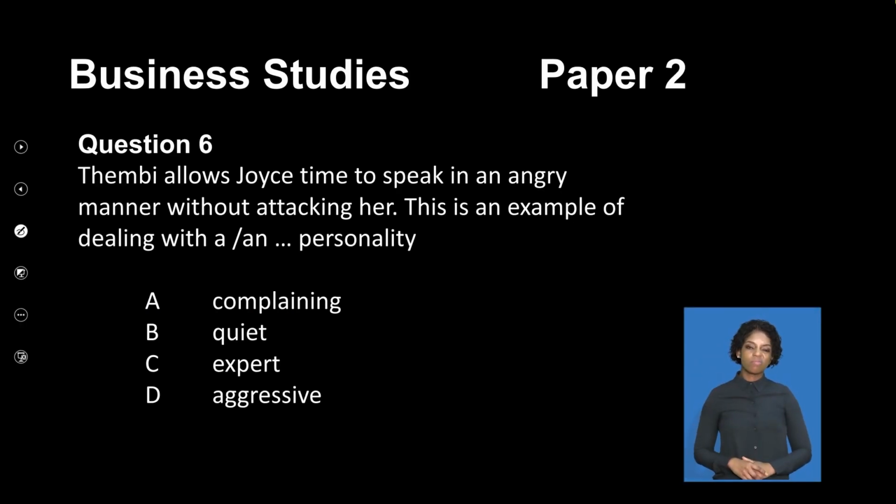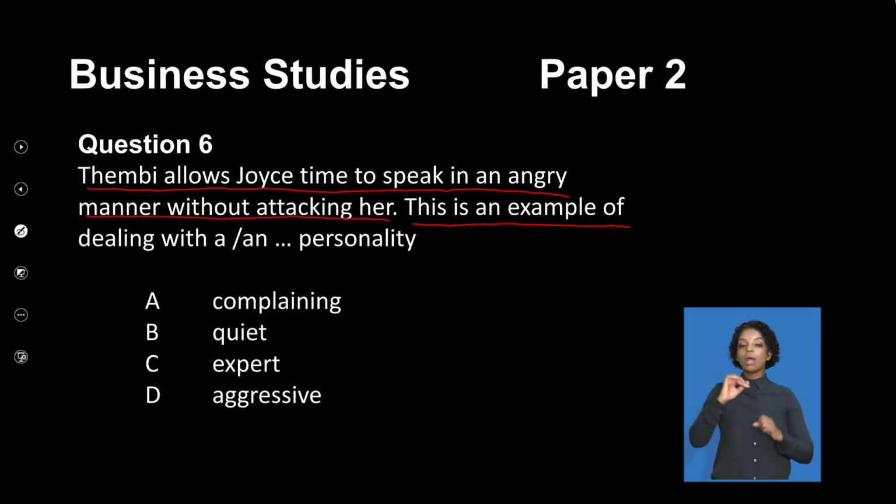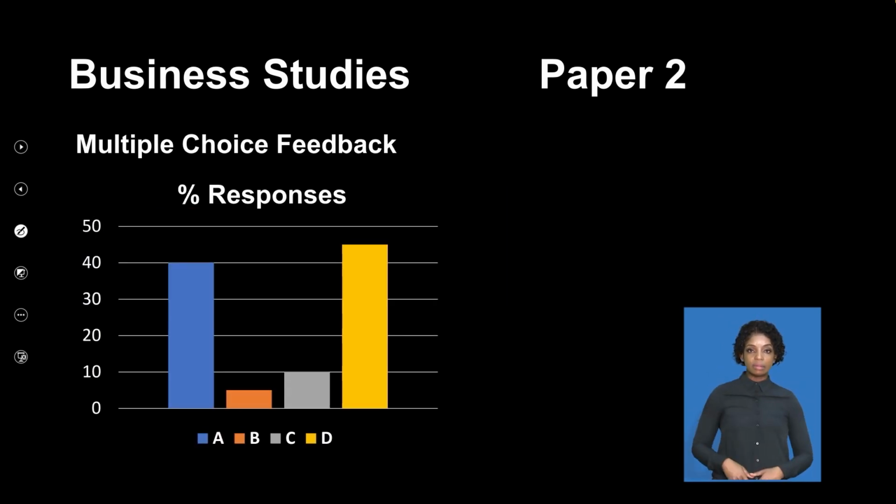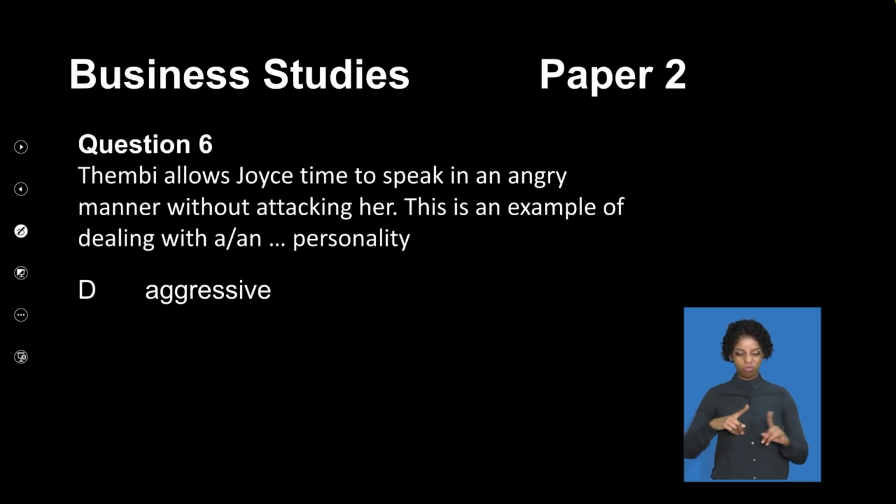All right, the next one is, Tempe allows Joyce time to speak in an angry manner without attacking her. This is an example of dealing with a different personality. We've got A, a complaining personality, B, a quiet personality, C, an expert personality, or D, an aggressive personality. Looking at your answers, you've got complaining and aggressive that a lot of you picked, and it is D, an aggressive personality.